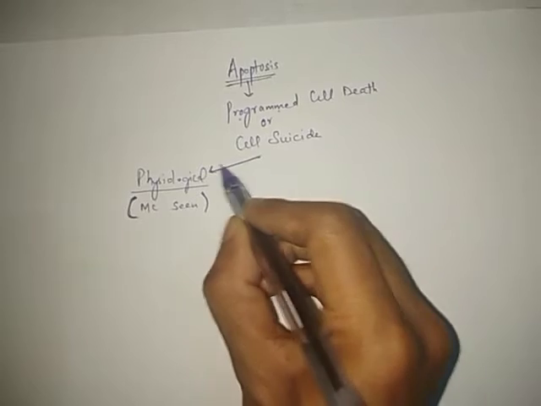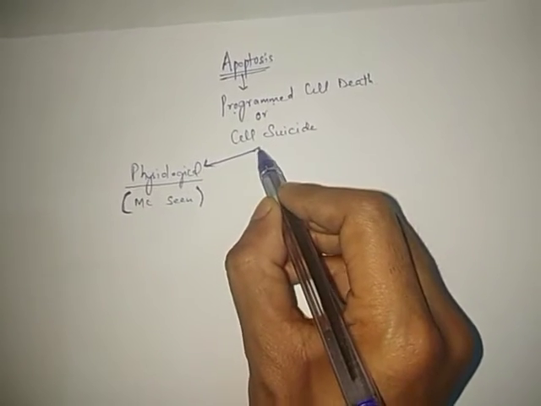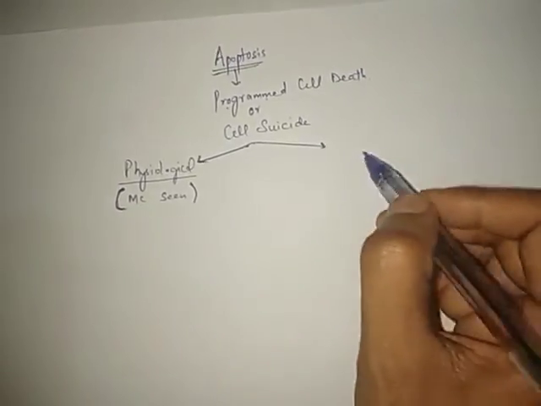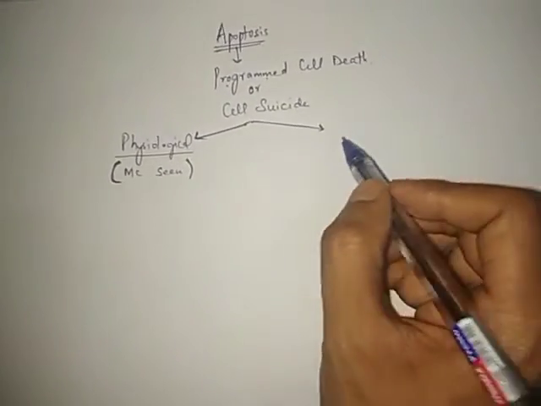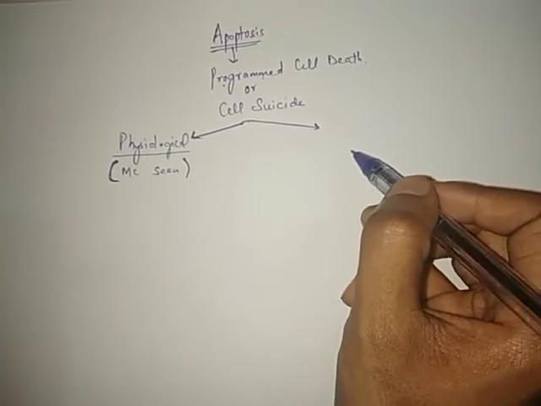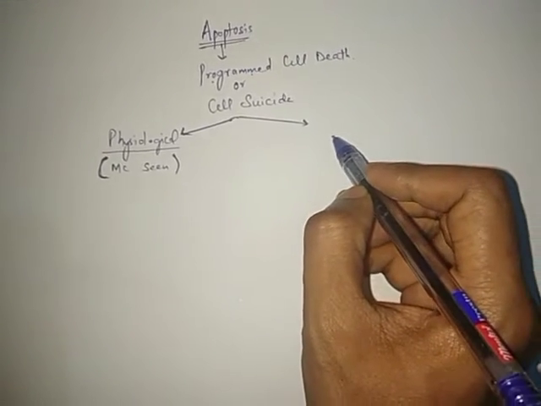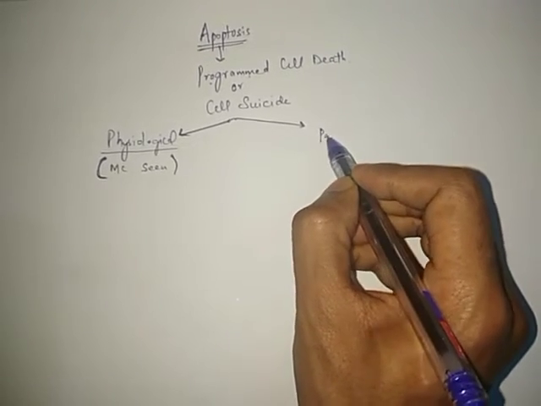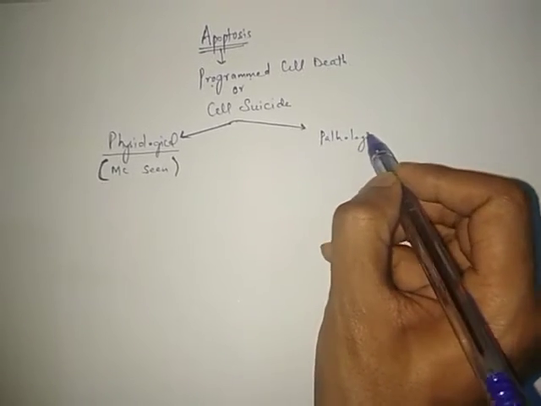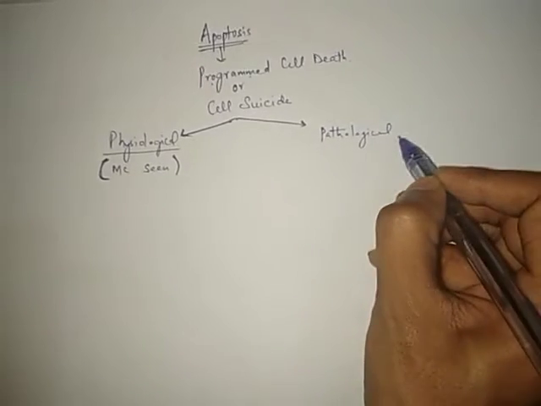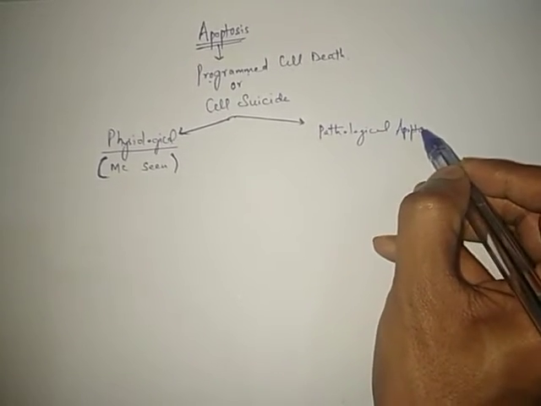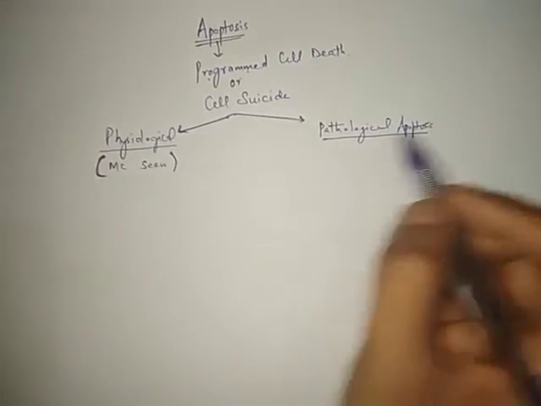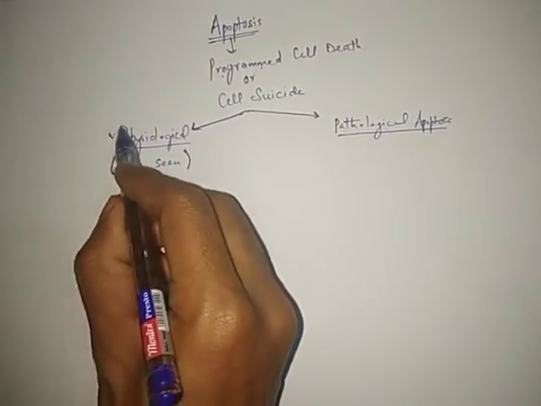Sometimes the cell is required by the body, but some injurious stimulus destroys the DNA of the cells, or the cell is injured by radiations, and such cells undergo apoptosis because of the injurious stimulus. Such apoptosis is called pathological apoptosis, and this is least commonly seen. The most commonly seen is physiological apoptosis.